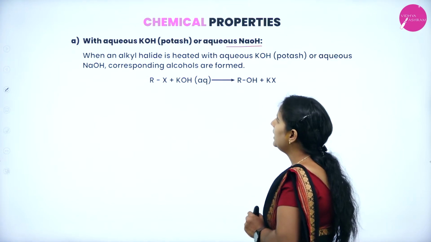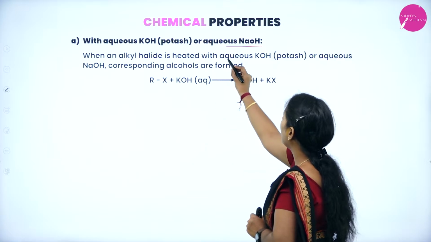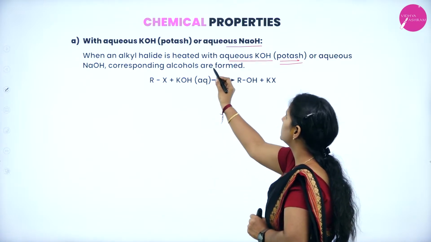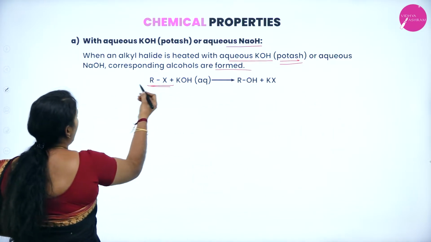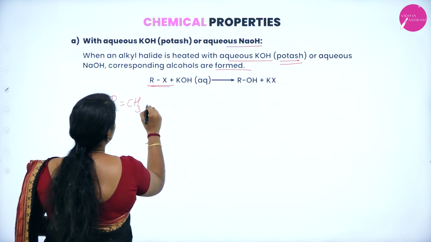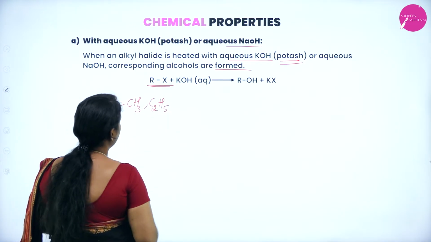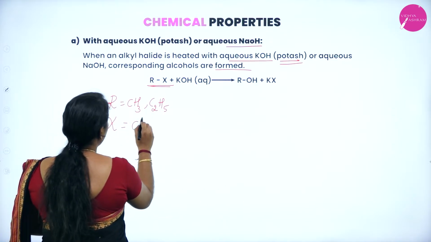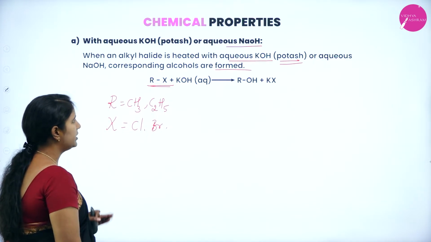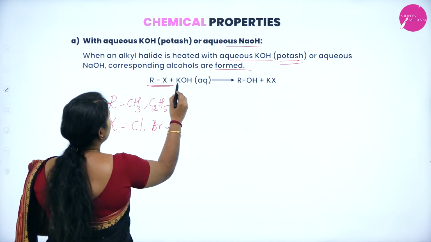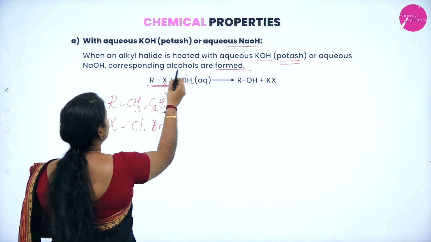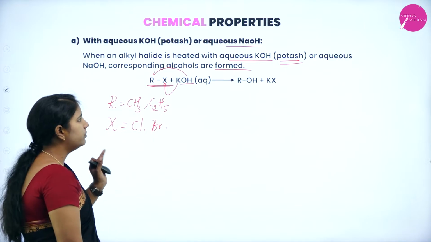Next, we have reactions with aqueous KOH or with aqueous NaOH. When an alkyl halide is treated with aqueous KOH, which is also known as potash, or aqueous NaOH, the corresponding alcohols are formed. Here again R stands for CH3 or C2H5, anything, and X stands for chloro, bromo, iodo, etc. What happens? The K, that is potassium, combines with the halogen to form KX, whereas the OH attacks the R group, that is the alkyl group, thereby forming an alcohol.